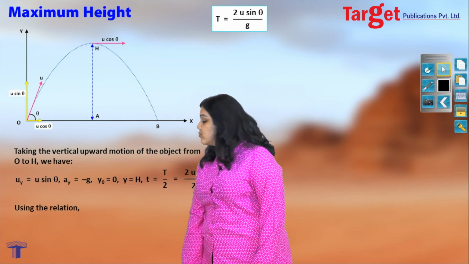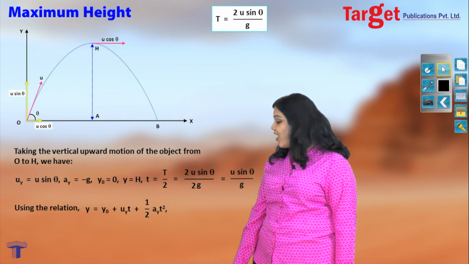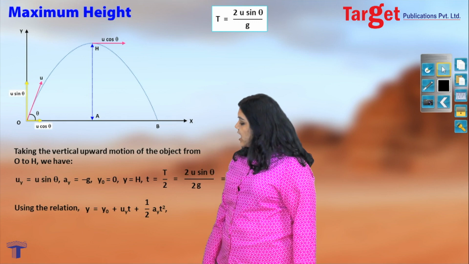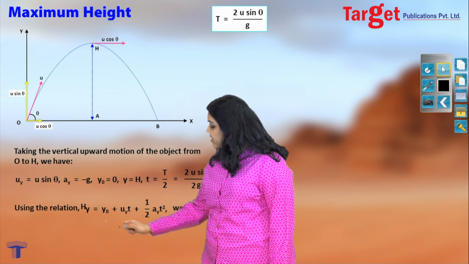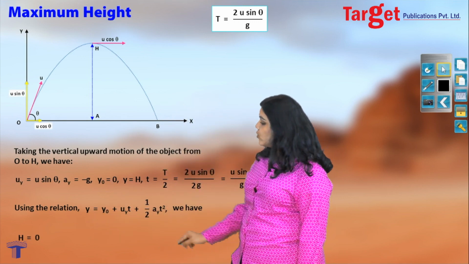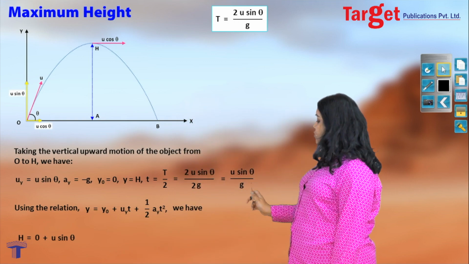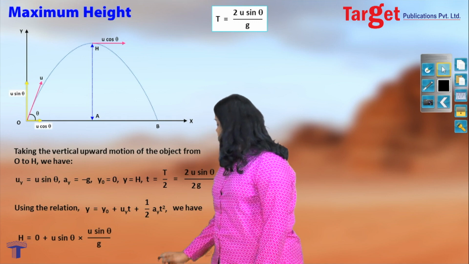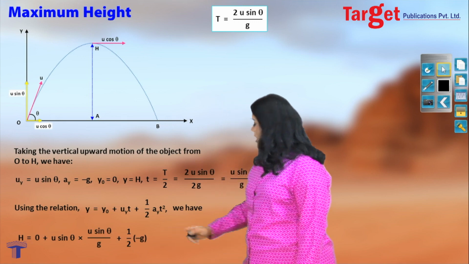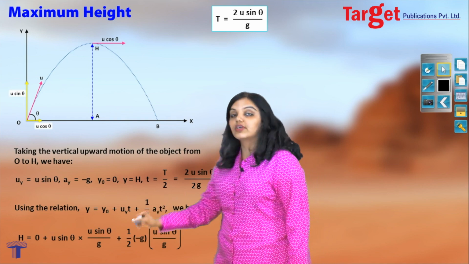Now I will use these values and put them in the kinematical equation y is equal to y naught plus uy t plus half ay t square. We know y is capital H, so I'm going to bring that down here. Y naught is 0, plus uy, which is u sin theta, times t, and t is u sin theta by g, plus half ay, which is minus g, times t squared, where t again comes from here. Then I'm going to reorder and rearrange this equation.